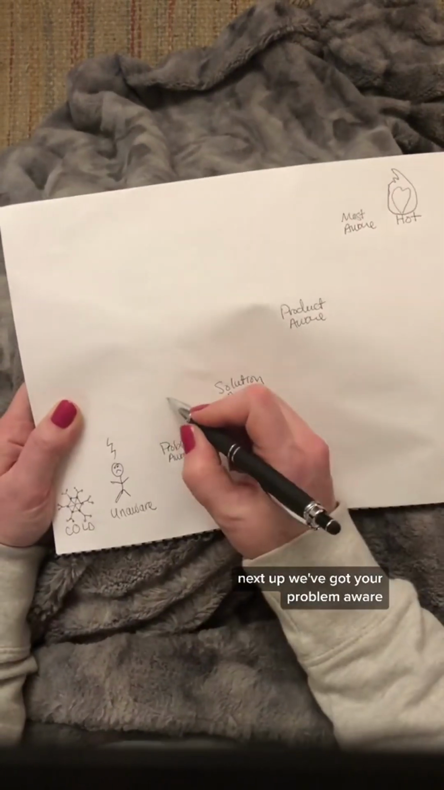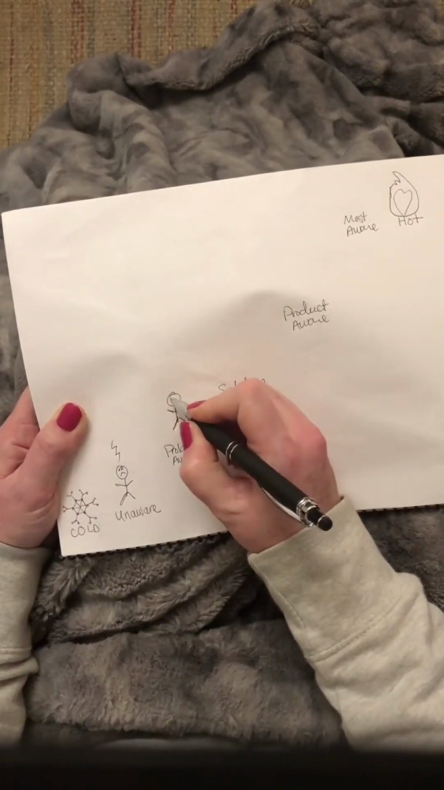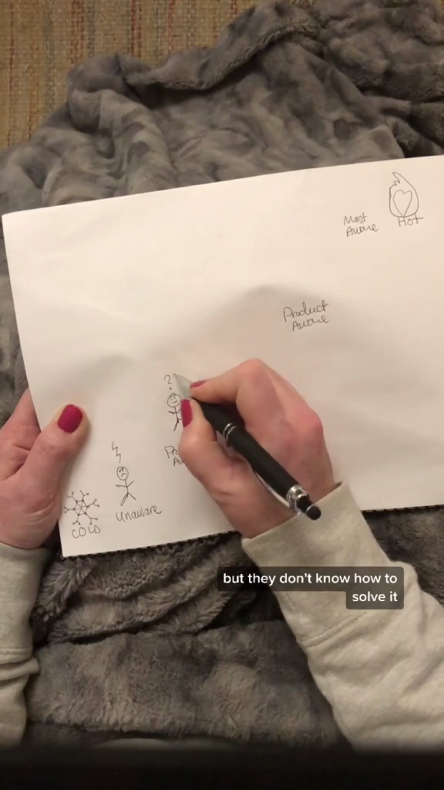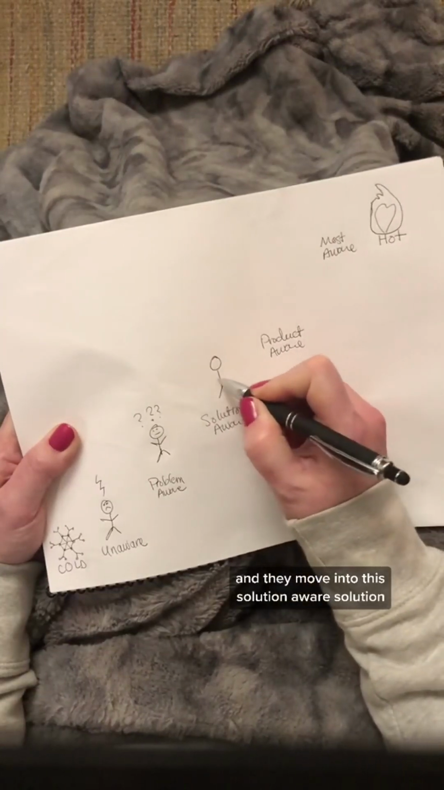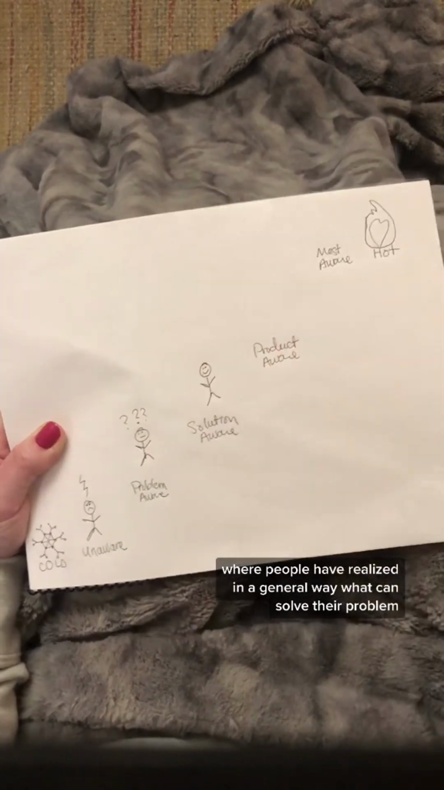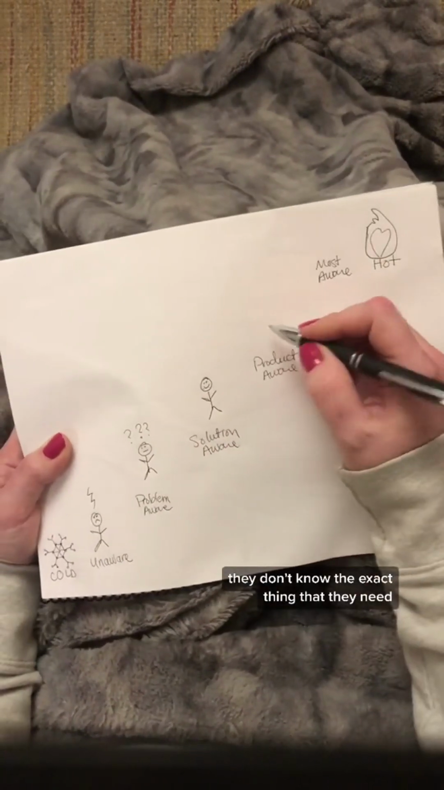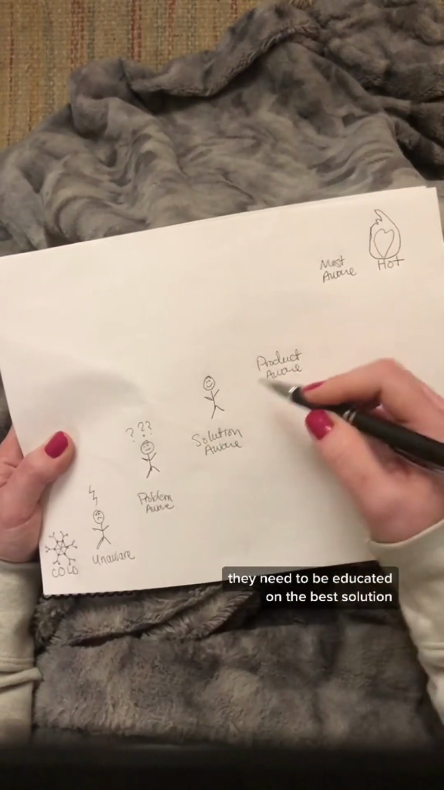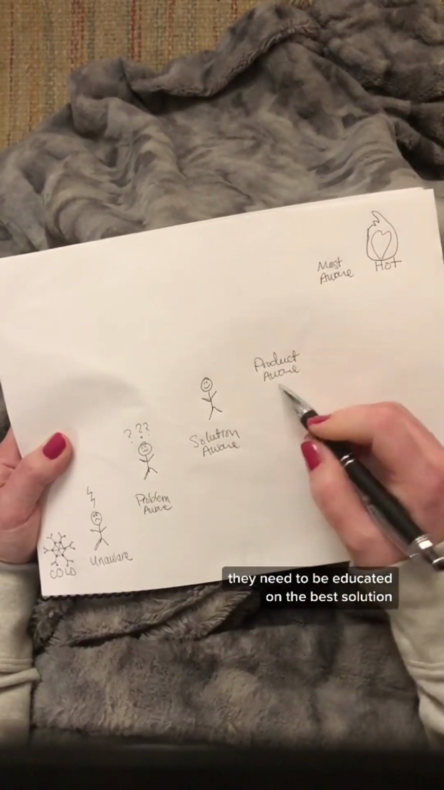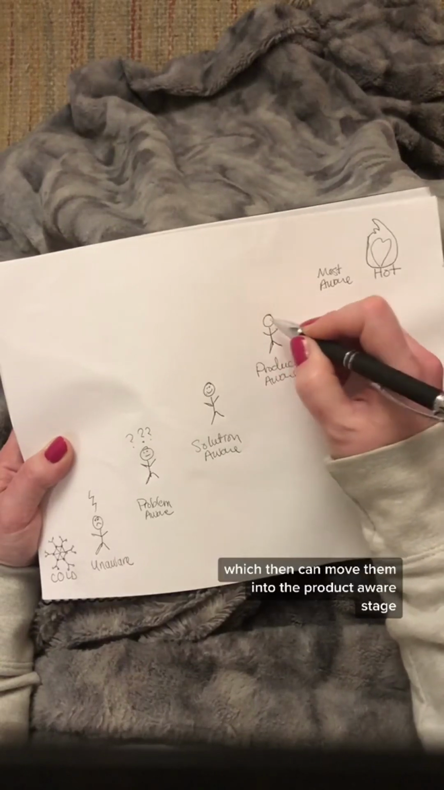Next up, we've got your problem aware. They understand now what's causing their pain, but they don't know how to solve it. And they move into this solution aware. Solution aware people have realized in a general way what can solve their problem. So they don't know the exact thing that they need. They need to be educated on the best solution, which then can move them into the product aware stage.